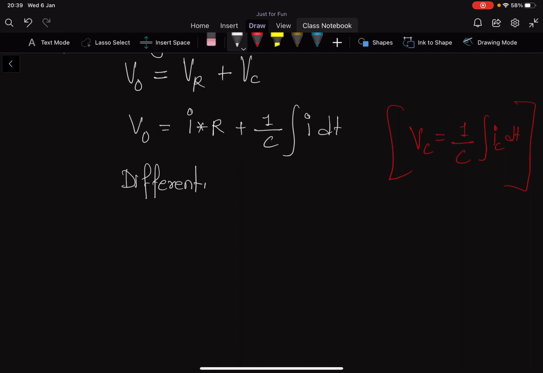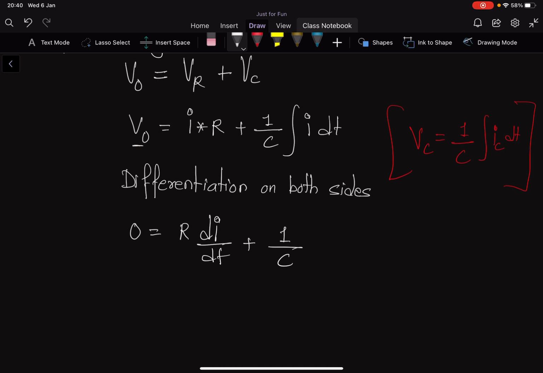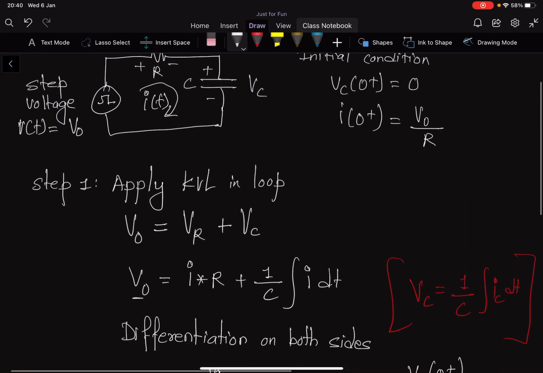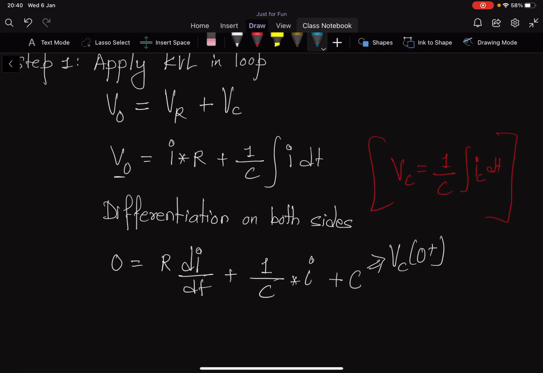So let's differentiate on both sides. Since V naught is constant, the derivative of a constant is going to be 0. Then we have R, which goes in front, times di over dt, plus 1 over C times I, because the integration cancels out with the differentiation. However, since this is an integration, if we differentiate it we get a constant. The constant is given by VC(0+), and if you look at the initial condition above, VC(0+) is given as 0, so this value is 0.